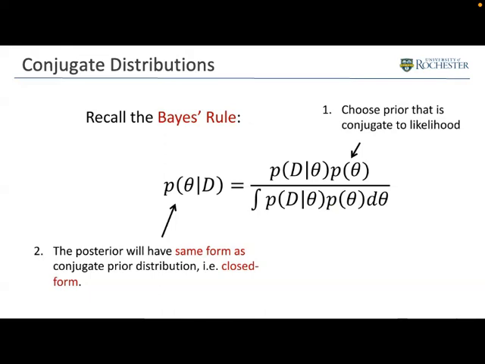In this case, we can say that there might be some relationship between this term and this term. So we need to introduce a conjugate distribution here in order to make the posterior have the same form as the conjugate prior distribution, which is also called the closed form. It can help us ease the calculation.